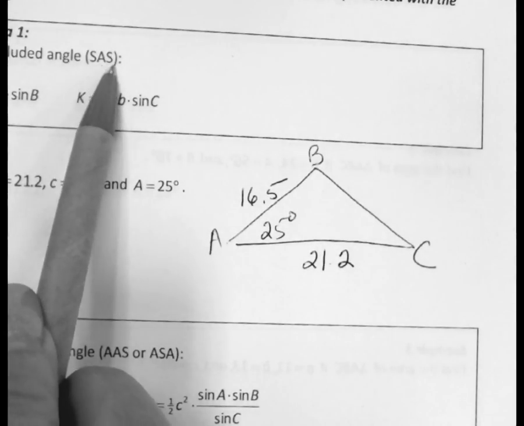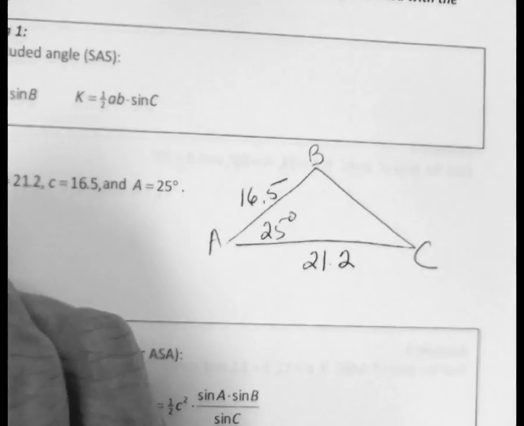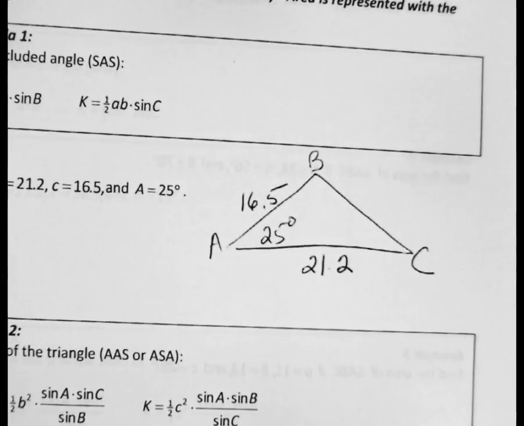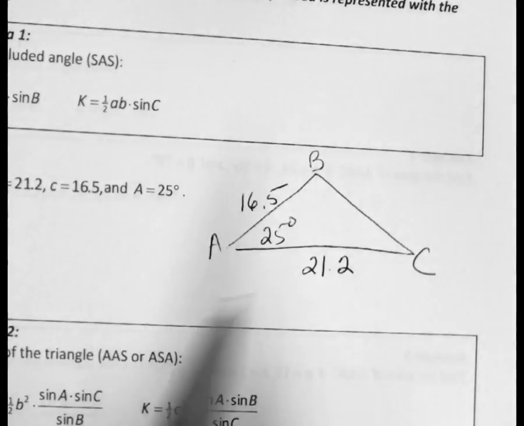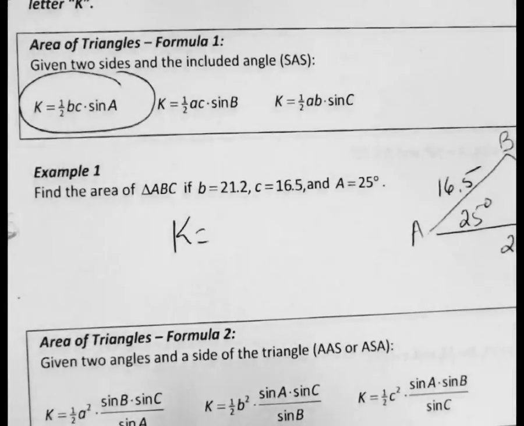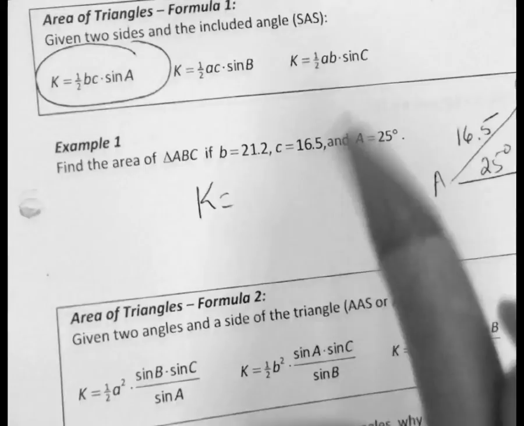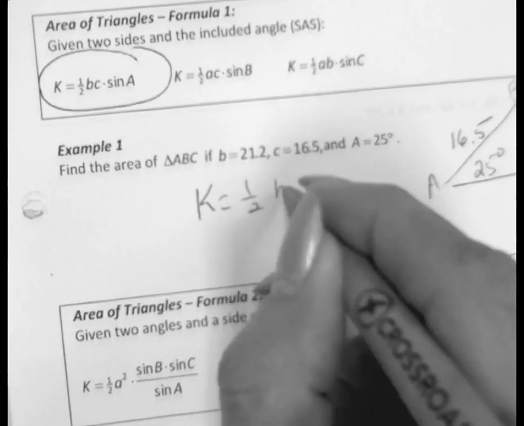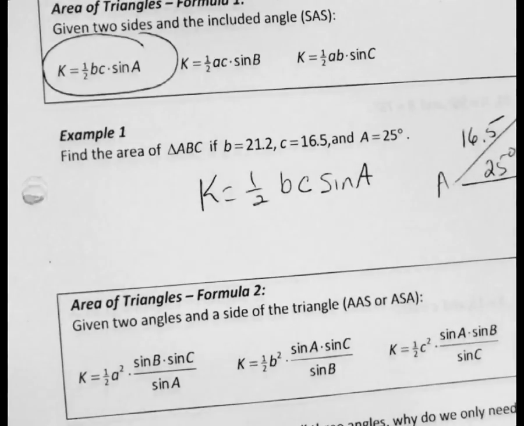So if you have side, angle, side, to find the area, all you do is write K equals. Now, first of all, the information that's given here is B, C and angle A. So it's this one right here. Circle that area formula. See how it says B, C and angle A? We're using this one. So I'm going to write one half because B is given, C is given, and angle A is given. That's the formula we're using.